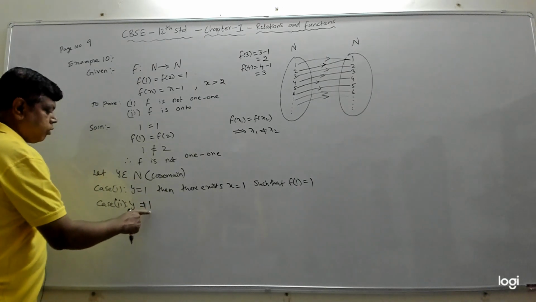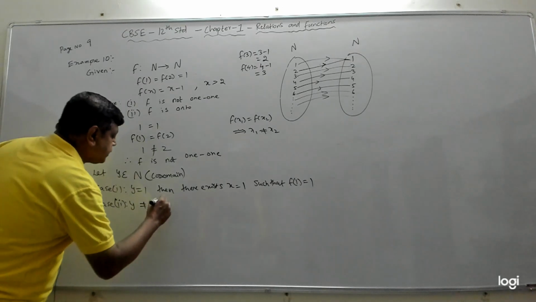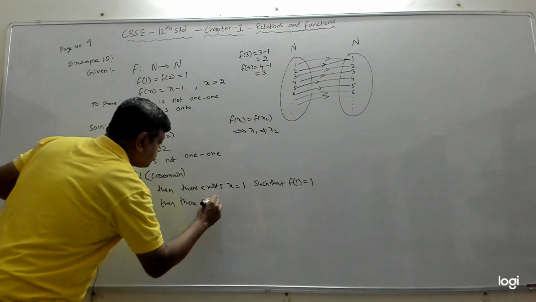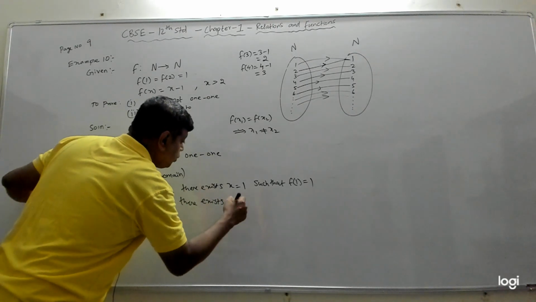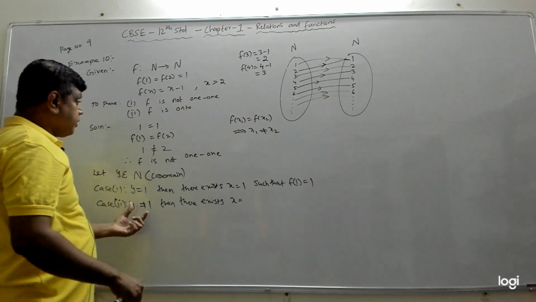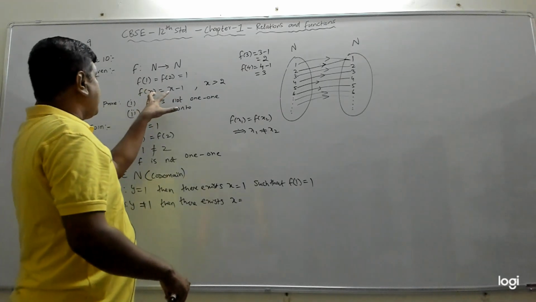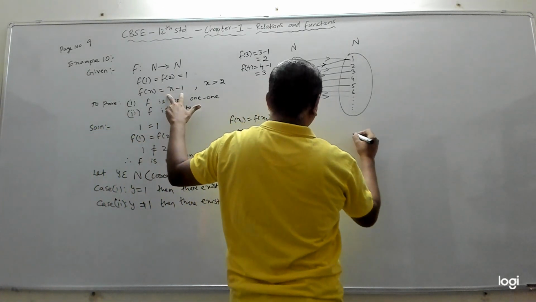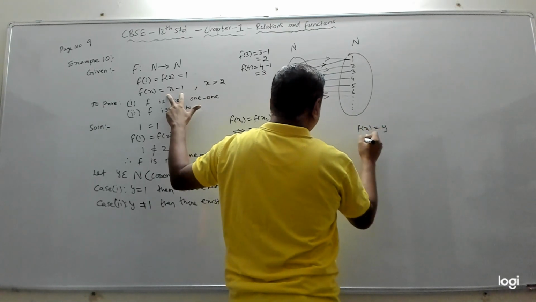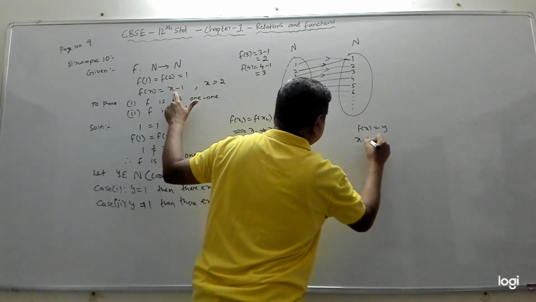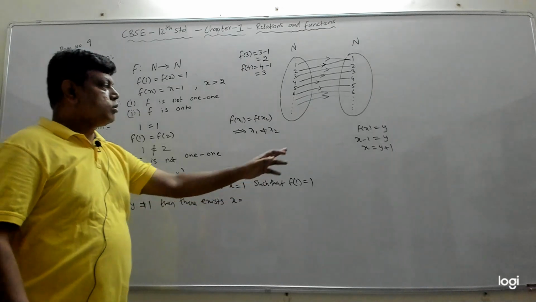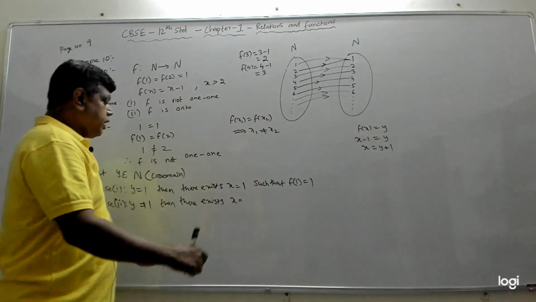So if y is not equal to 1, then what will be our x? Then there exists x equal to, and now you should find the value of x. To find the value of x, you have to use this function and put it in the rough work. Put f of x is equal to y. And what is f of x? f of x is x minus 1. So you write x minus 1 equal to y. From this find x. X is what? Y plus 1. The minus 1 goes to the other side.